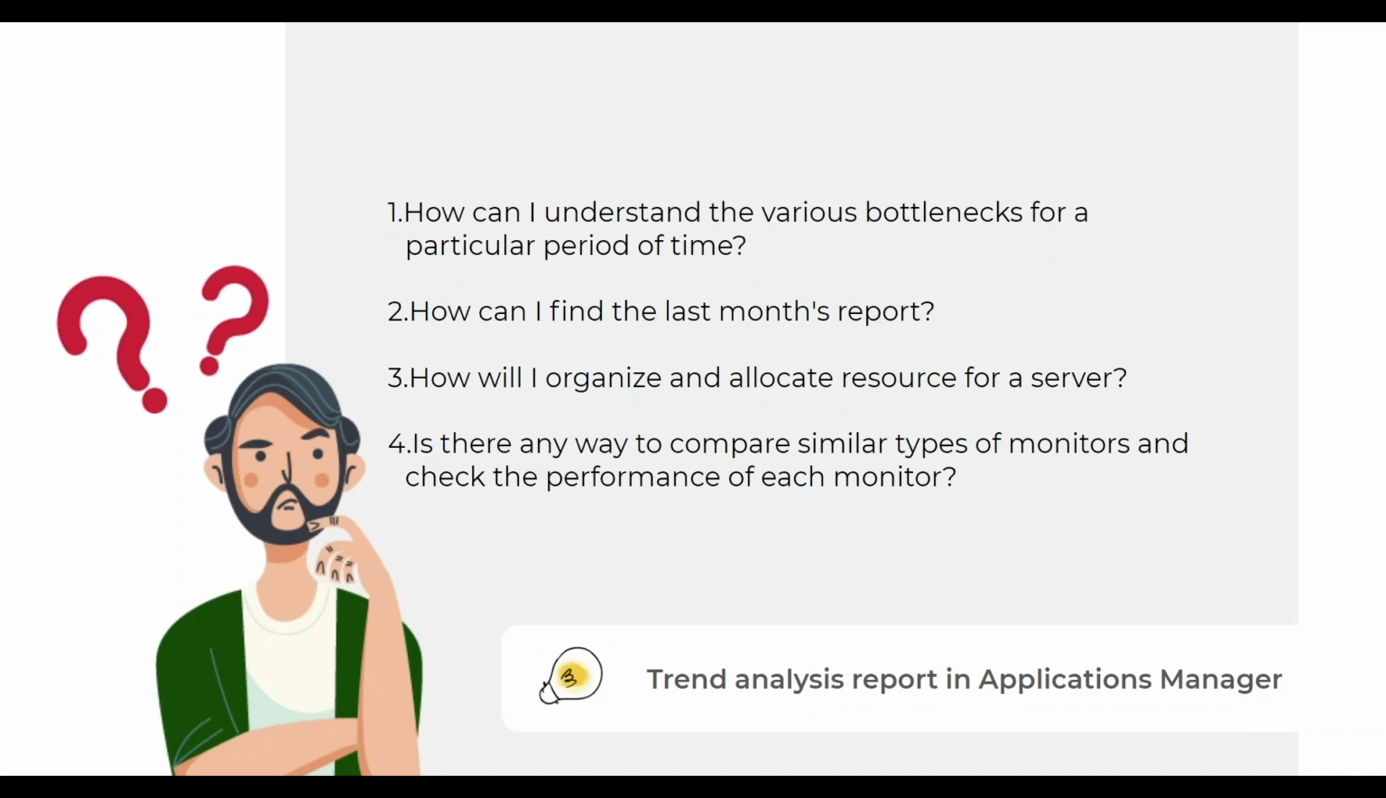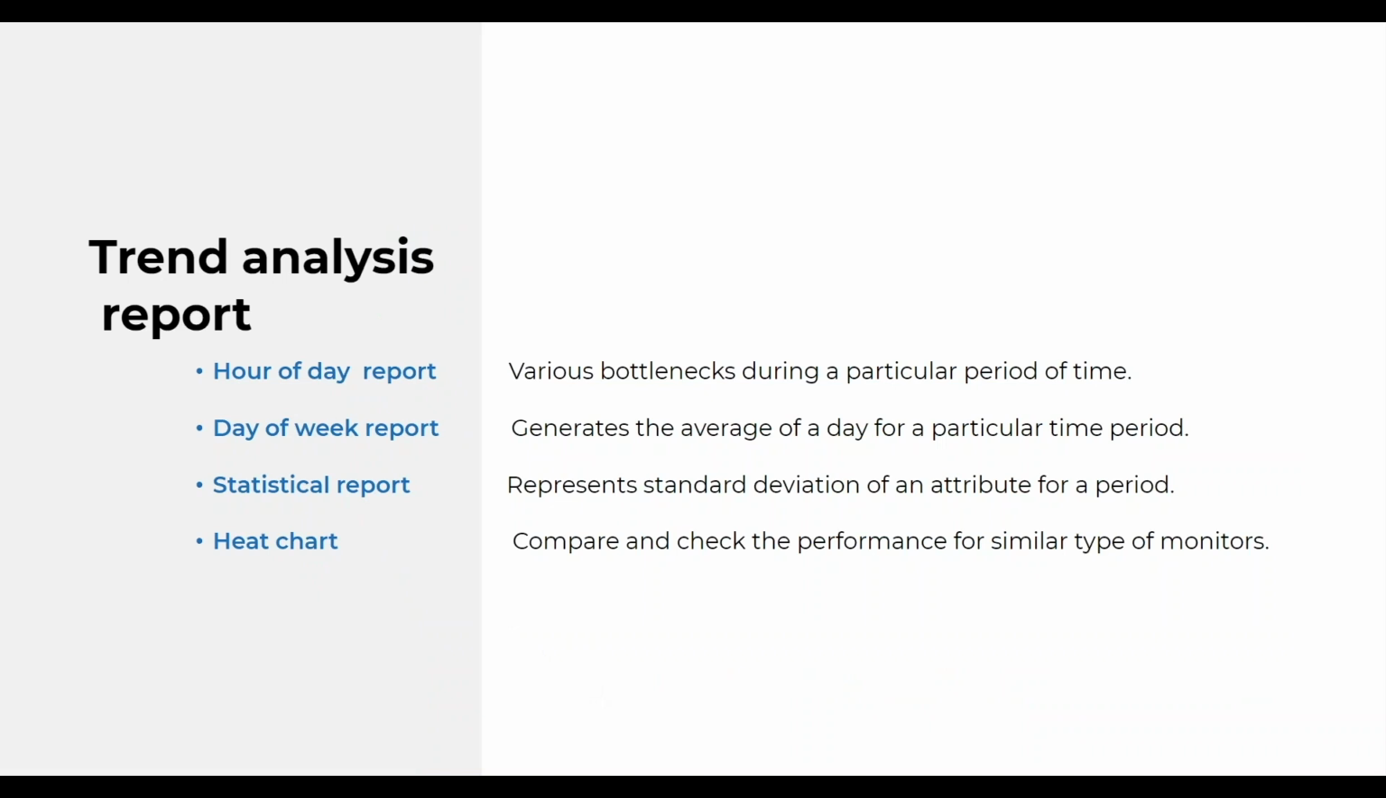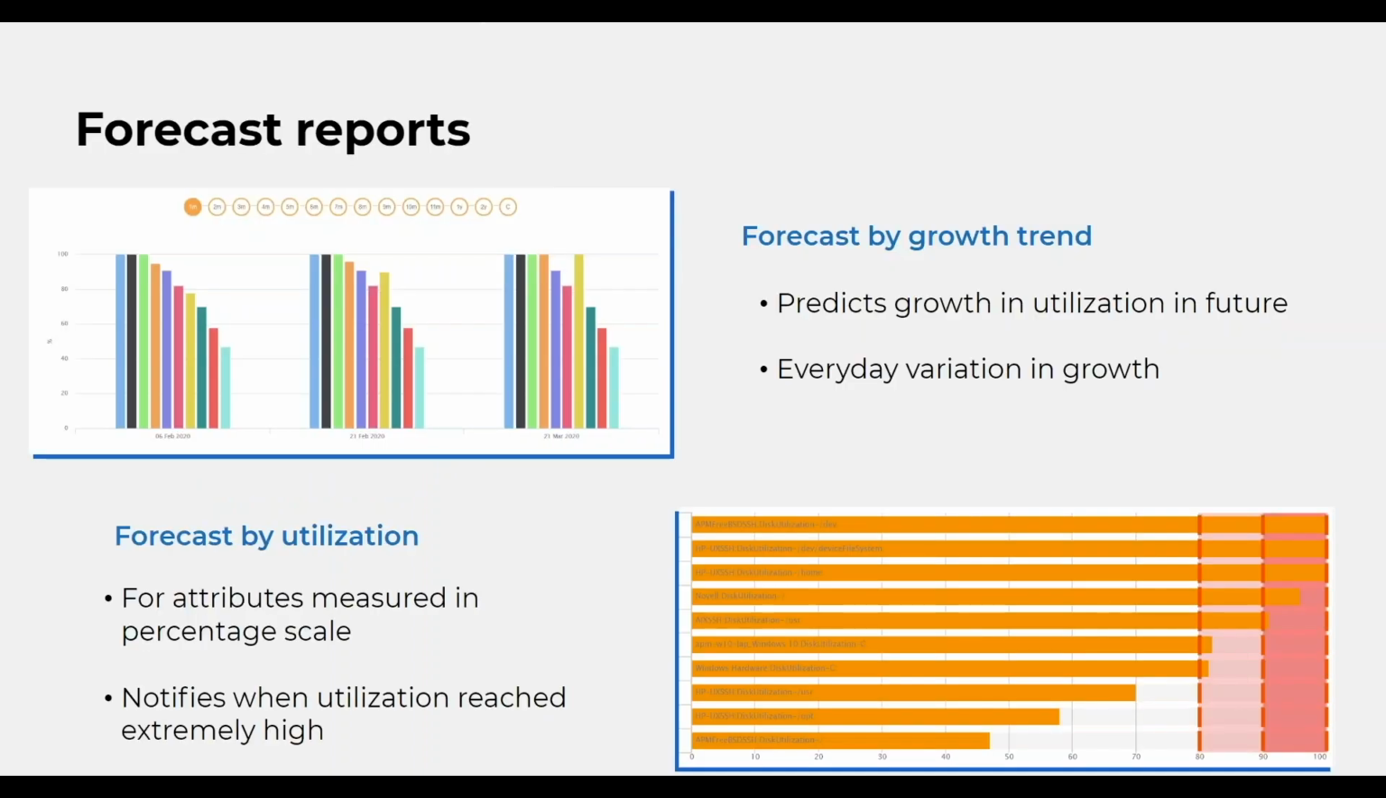How can these resources be optimally utilized without overloading a particular object, or how can one check the performance metrics of a specific disk or a specific drive? Now, how can this be achieved? We have a trend analysis report with various report types that help segregate the utilization of a specific metric in terms of hour of the day report, day of the week report, statistical report, and a heat chart. Added to this, we also have a forecast report that predicts the utilization of a particular disk metric across a series of 2 years from now on.